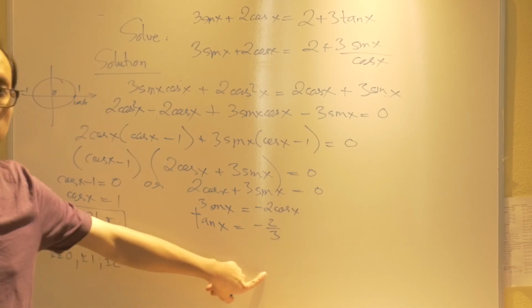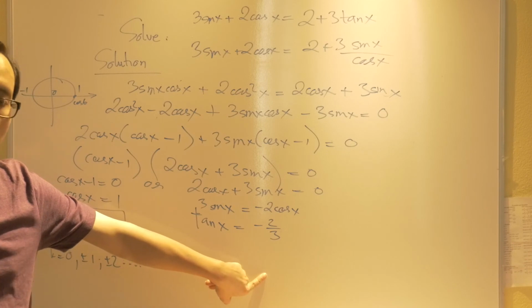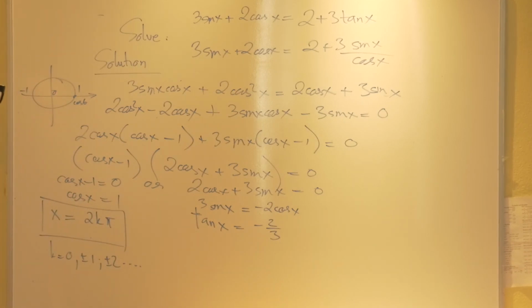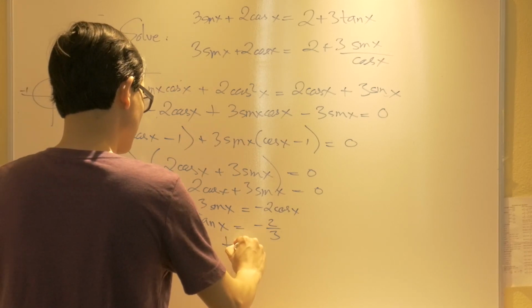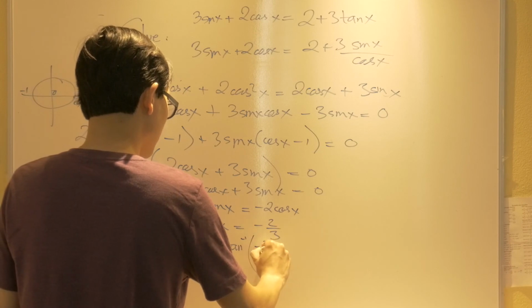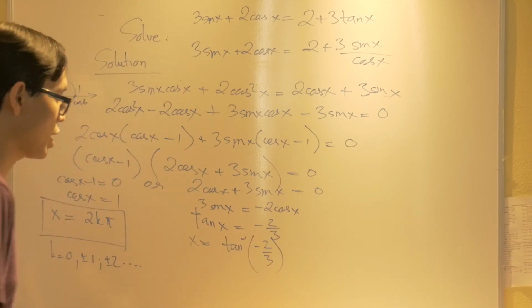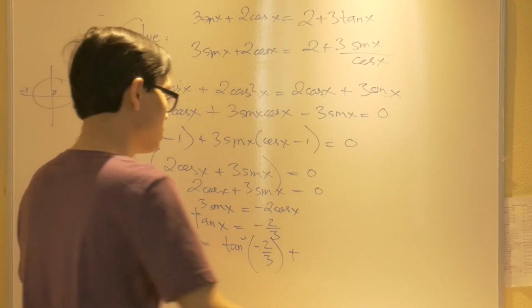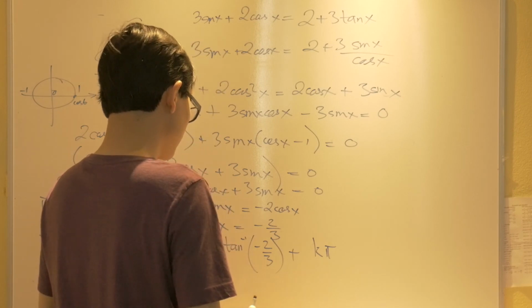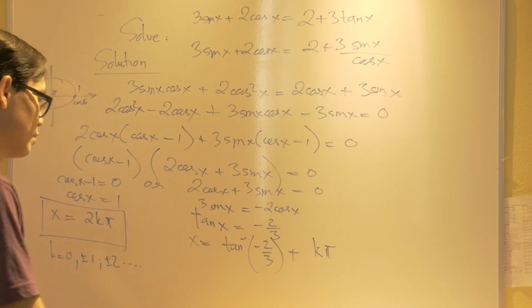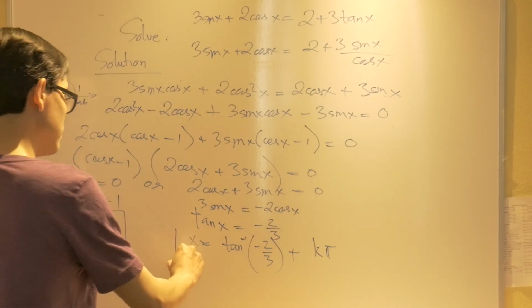Of course, negative 2 over 3 over here is not a special value. It's not a part of the table. So what you have to do, because the range of the tangent, you know, is negative infinity to positive infinity, which is good, okay? So x over here should be inverse tangent of negative 2 over 3, okay, plus k pi, because the period of tangent is pi, okay. So this will be your second solution.